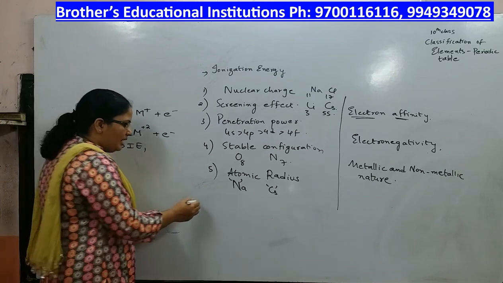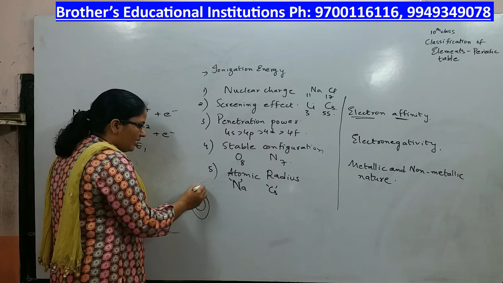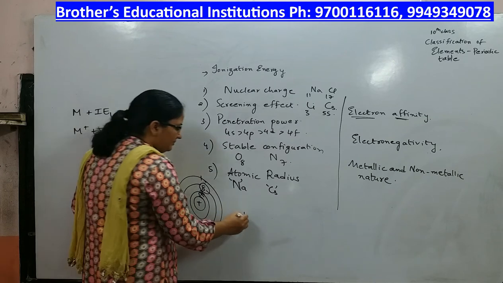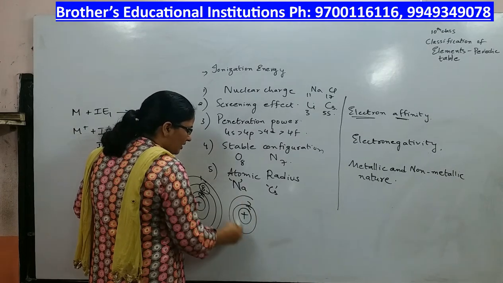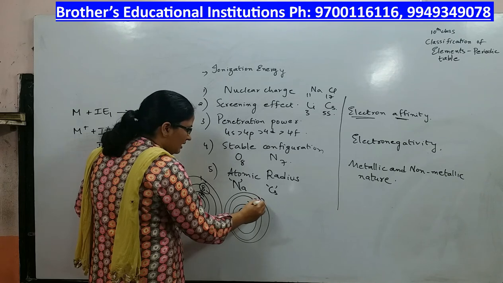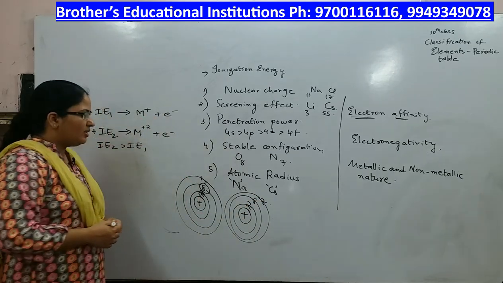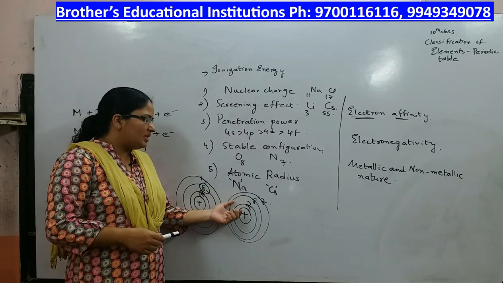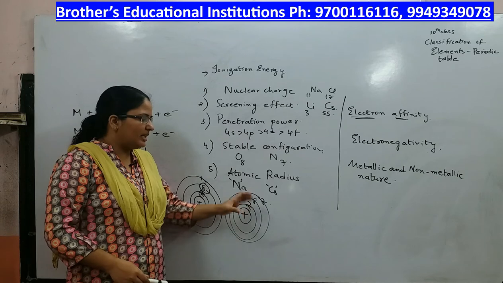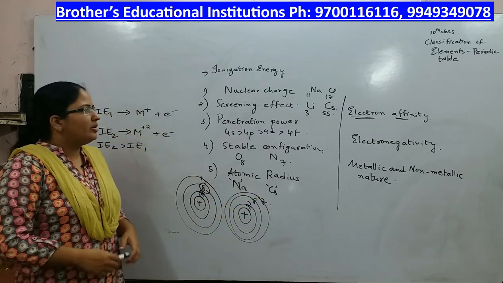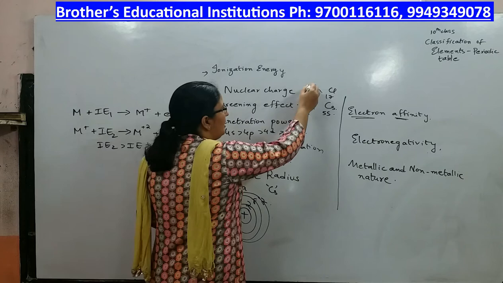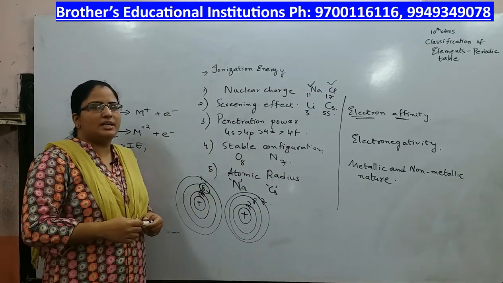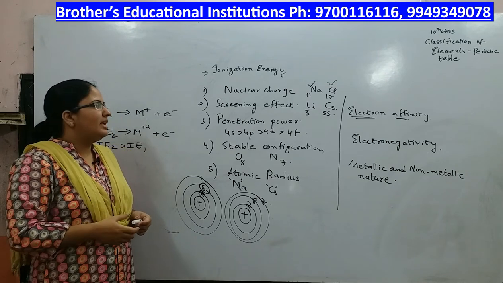Now, between Na and chlorine, it is easier to remove an electron from sodium compared to chlorine because the attraction of nucleus over the electrons increases for chlorine. So, it is easier to remove an electron from sodium compared to chlorine. So, this is about nuclear charge. As the nuclear charge increases, the ionization energy also increases.